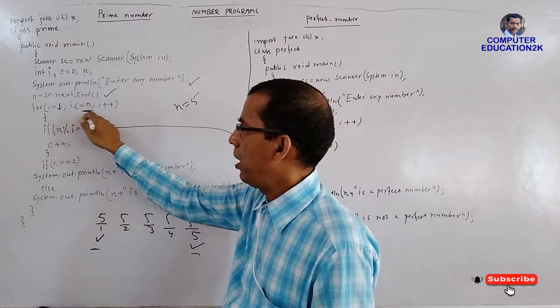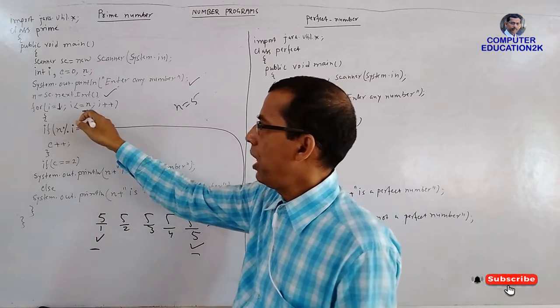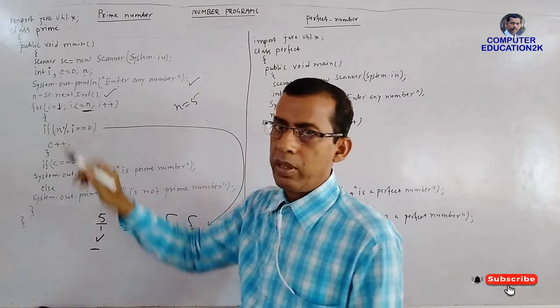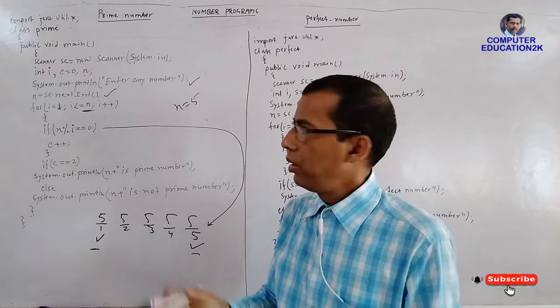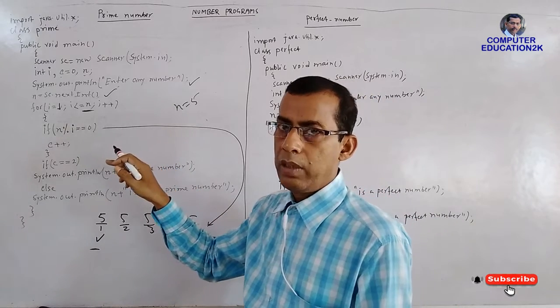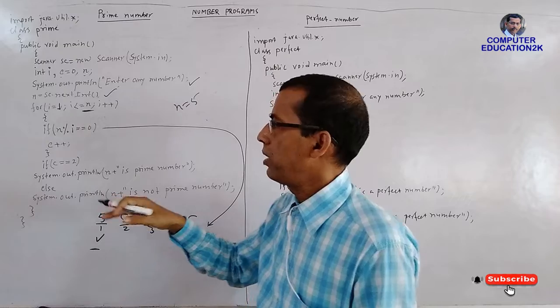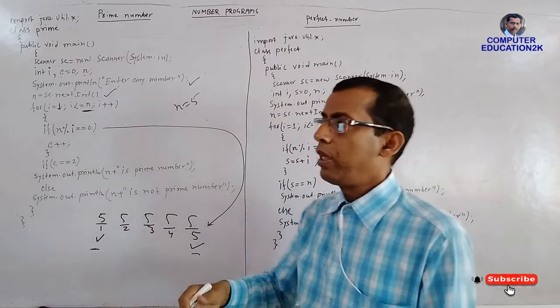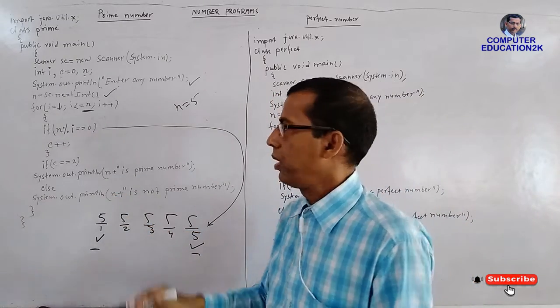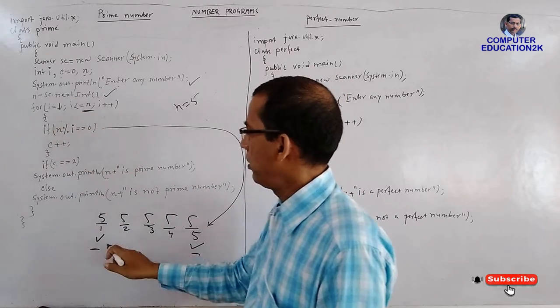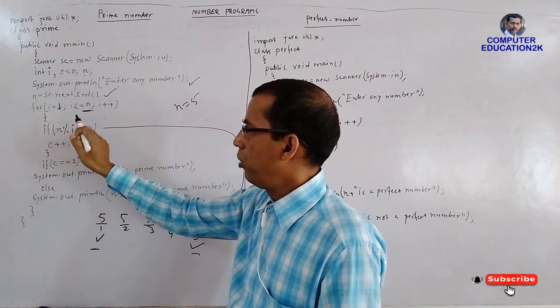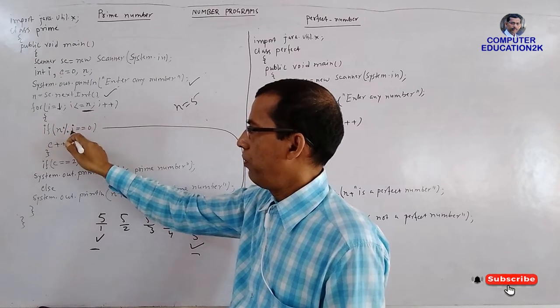This loop will run till 5 because I have written I less than or equal to 5. It means that until the value of I becomes 5, this loop will keep executing, but when it becomes more than 5, the loop will stop. So the first time the value of I is 1, so 5 by 1. Then 5 by 2, 5 by 3, 5 by 4, 5 by 5.